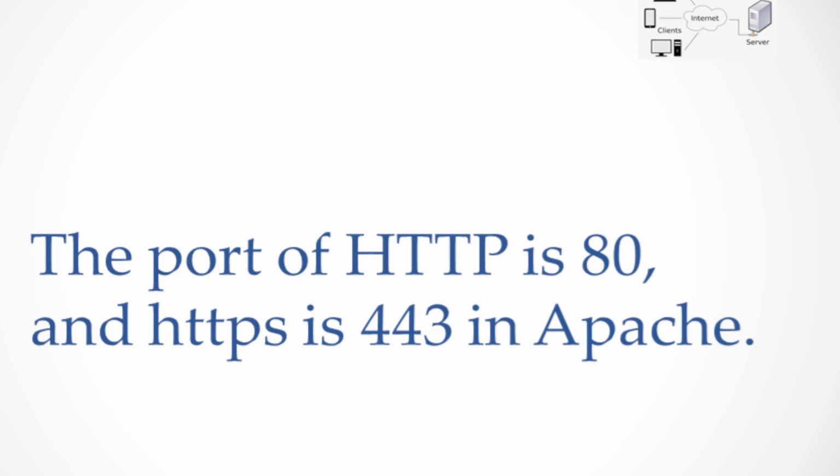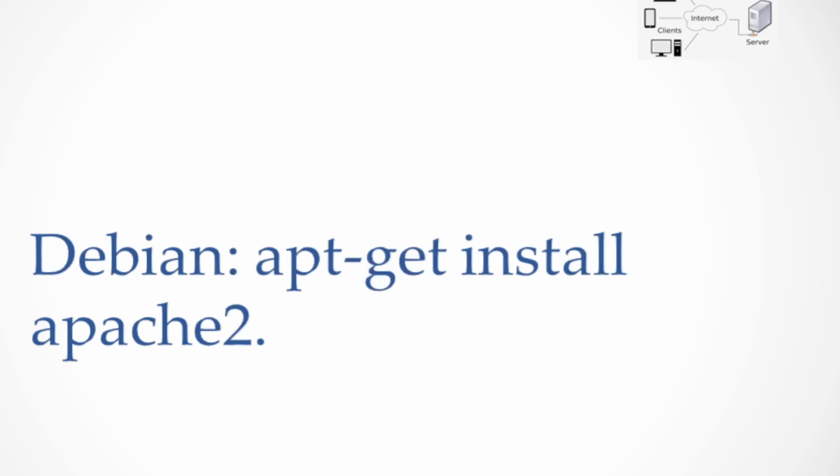Then, how will you install Apache server on your Linux device? You can use a command for installing Apache software on your Linux device. If you are using Debian, the command for installing Apache is this: apt-get install apache2. If you are using Ubuntu, you can find the command easily from Google.